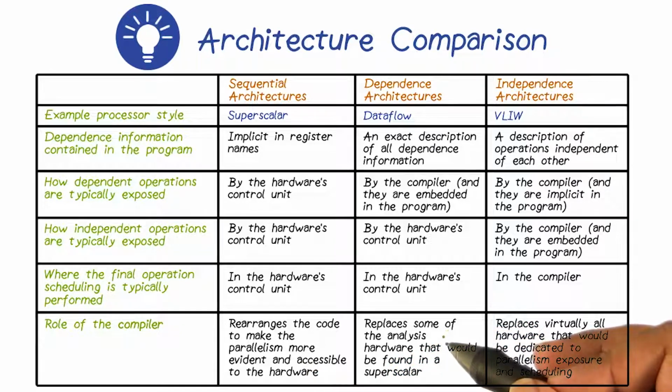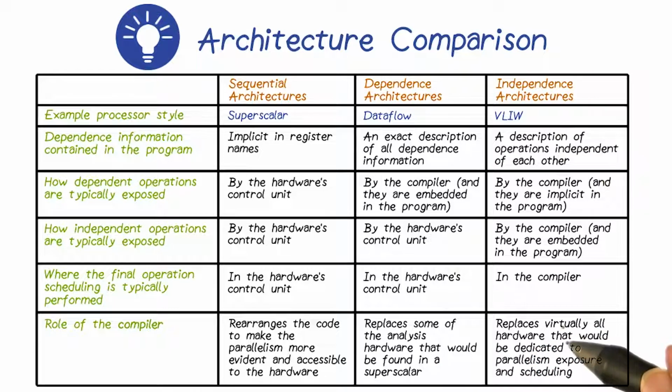In the data flow architecture, the compiler replaces some of the analysis that hardware would do, which would be extremely time consuming at runtime. For example, deciding that two operands are ready and their instruction is ready to go is the job of hardware. However, making the connection that this instruction needs these operands is the job of the compiler. Finally, in VLIW, the compiler is the king. It replaces virtually all the hardware functions that would be dedicated to parallelism exposure and scheduling. For example, it finds the independence in the operations and schedules them as part of the large, long instruction.